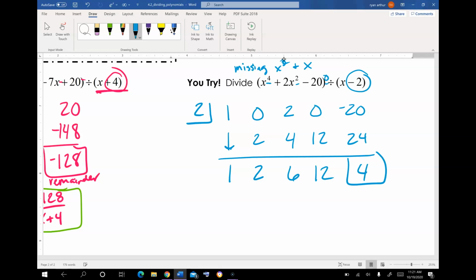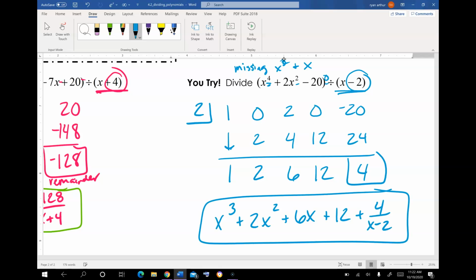Okay? Now, this one has a remainder, so we've got to write it. So I started with my exponent being a 4, so 1 less than that will be a cube. So this is going to be 1x cubed plus 2x squared plus 6x plus 12. The remainder is positive, so we say plus 4 over what you divided by. And that, my friends, is your answer.